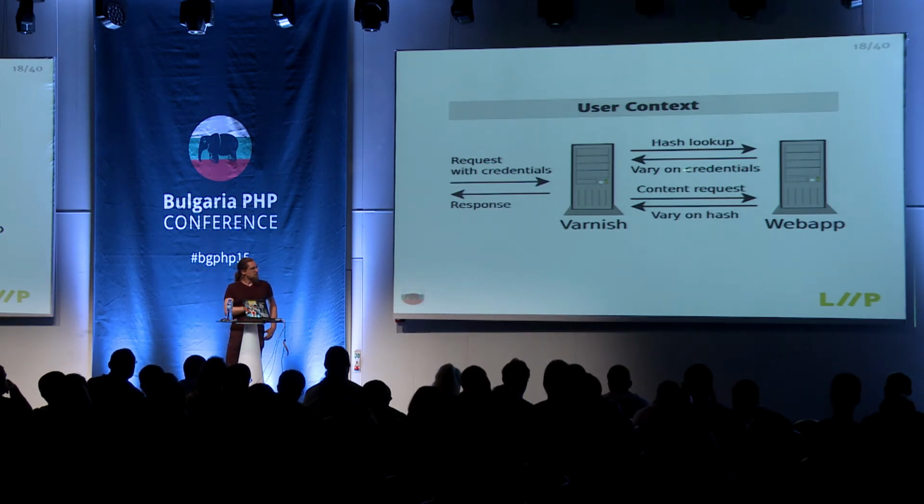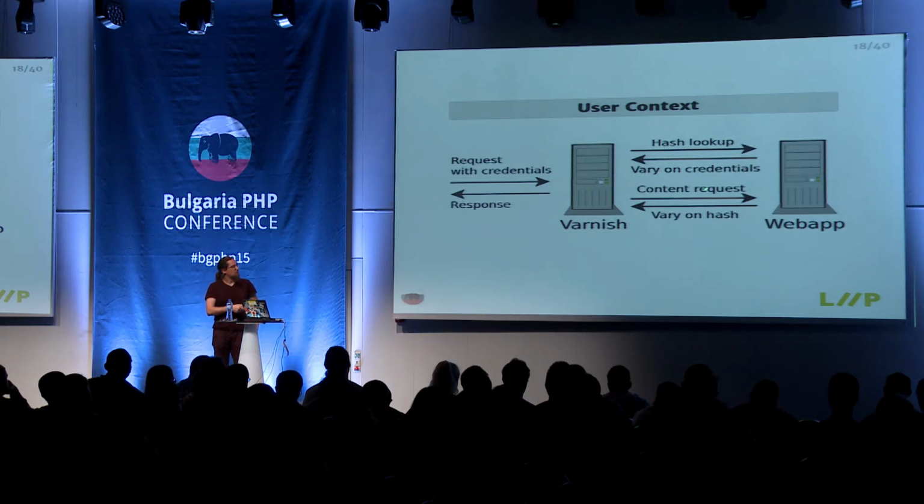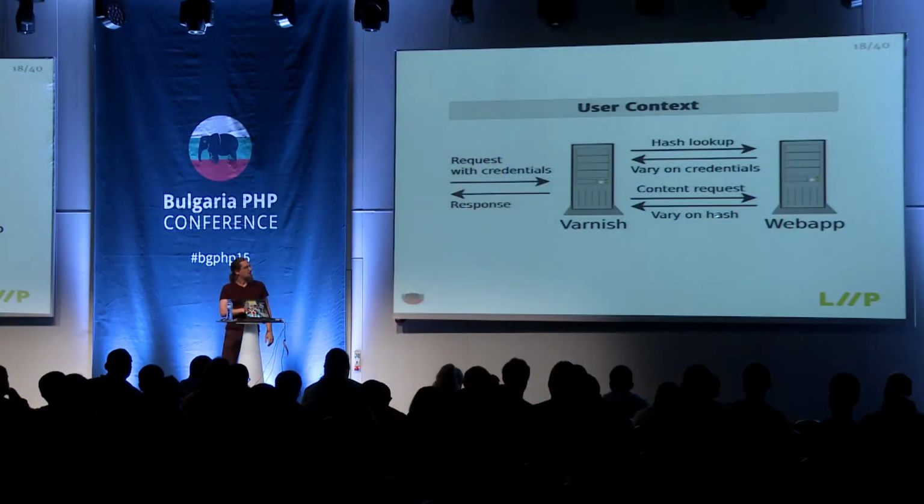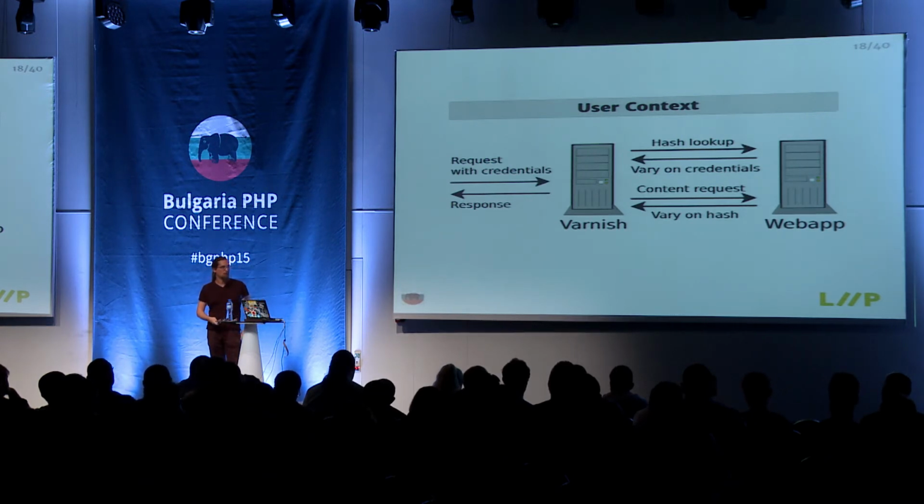And that response will vary on the credentials. It's individual. And then we do the actual request. We don't remove the credentials from the request, but we add the hash. And if the backend can provide the page only, like if the page only depends on the permissions of the user, but not on the individual user, it can say, well, my response now, it varies on the hash. It doesn't vary on the individual credentials. It's only depending on the hash.